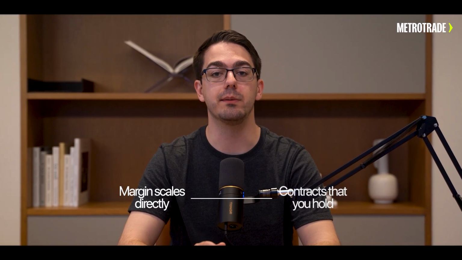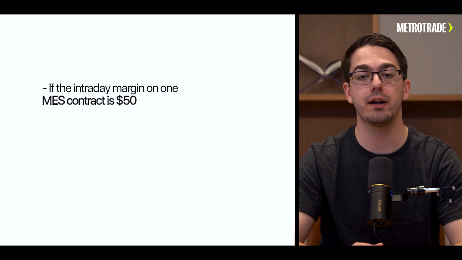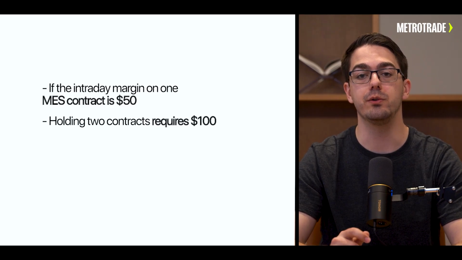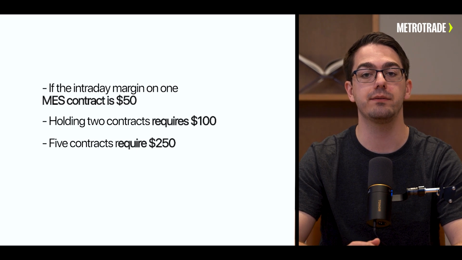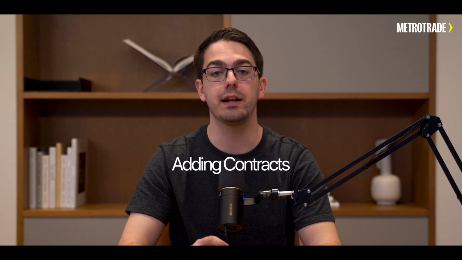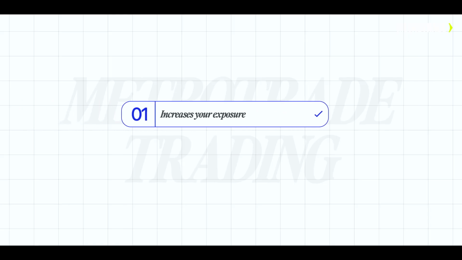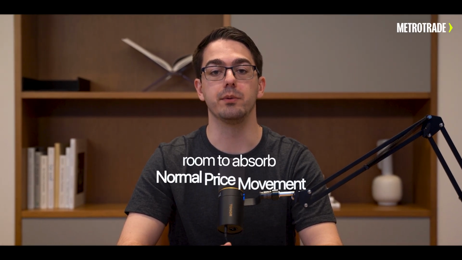One thing to keep in mind is that margin scales directly with the number of contracts that you hold. If the intraday margin on one MES contract is $50, holding 2 contracts requires $100. 5 contracts would require $250. The math is straightforward. This is why position sizing matters so much in futures. Adding contracts increases your exposure and your margin usage at the same rate. Before you scale up, make sure your account can support the additional requirement, with room to absorb normal price movement.